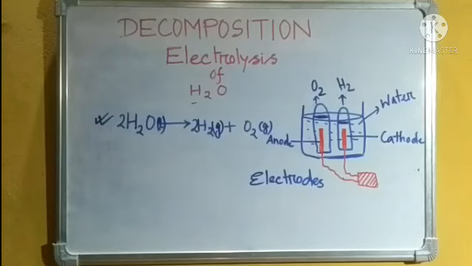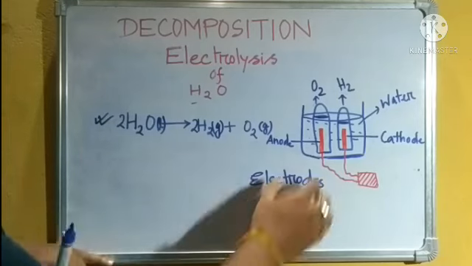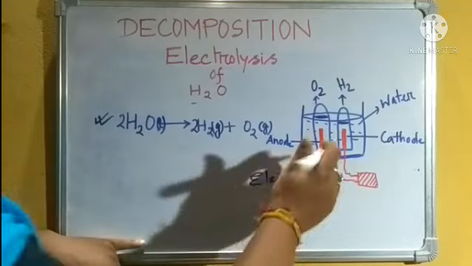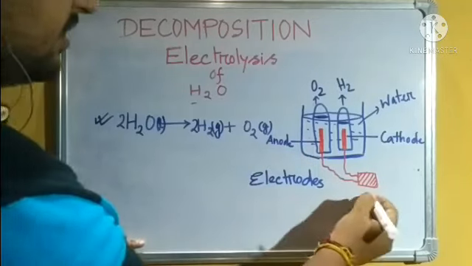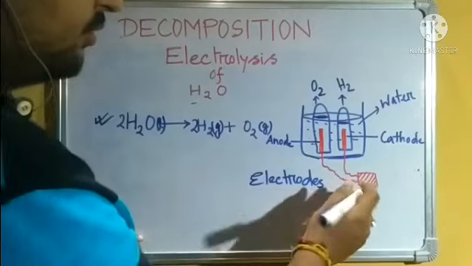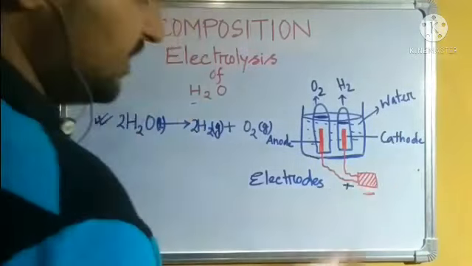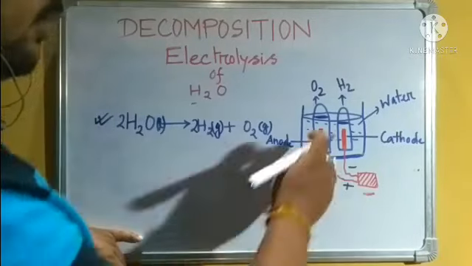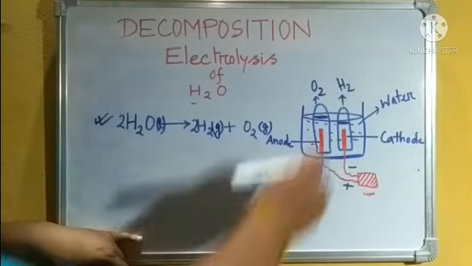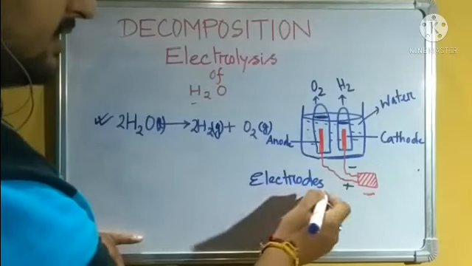What are electrodes? Electrodes are generally two current conducting rods, made of materials which can conduct electricity. These rods are connected to a battery. This is the battery. Clear? One rod will have a positive charge and the other a negative charge. One rod will be connected to the positive terminal, the other to the negative terminal. Since these rods can pass electricity, we call them electrodes.